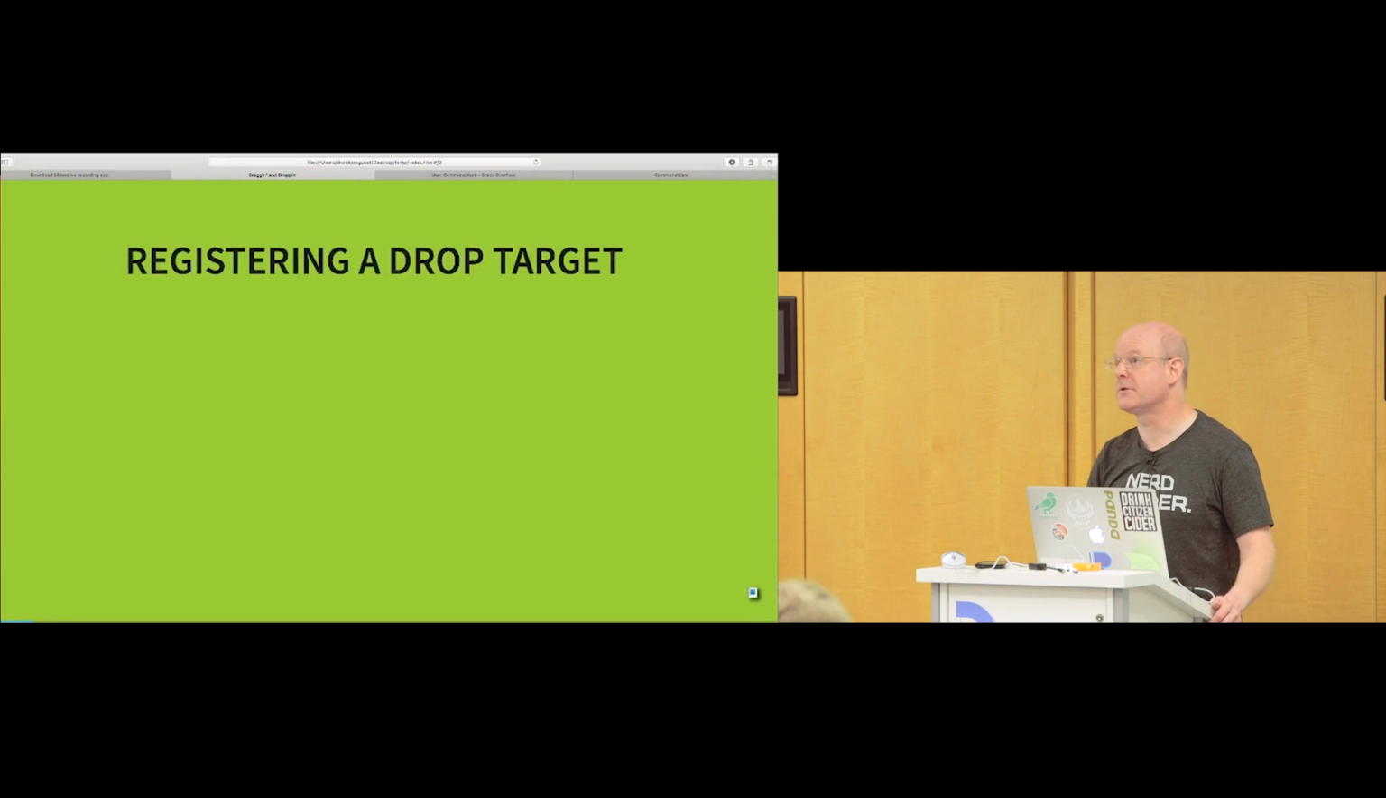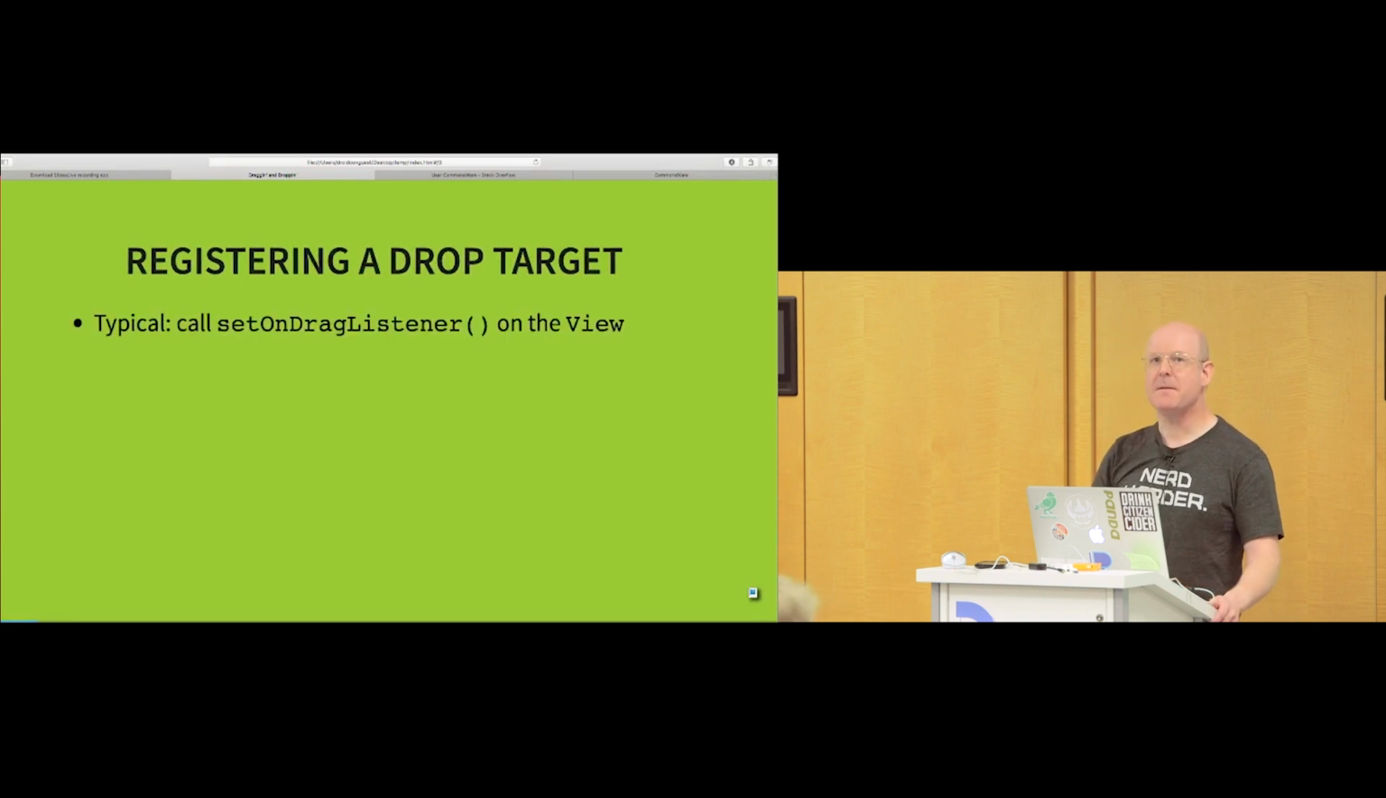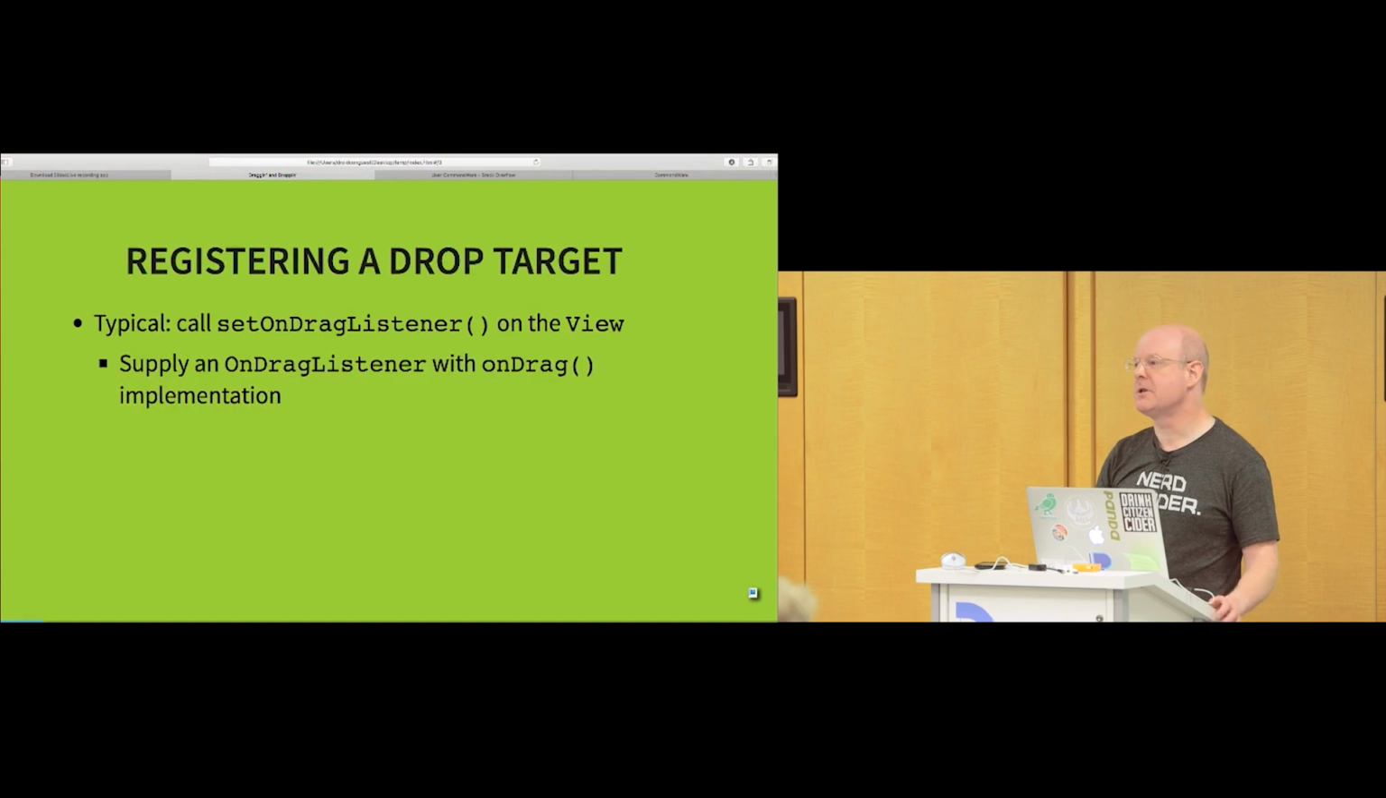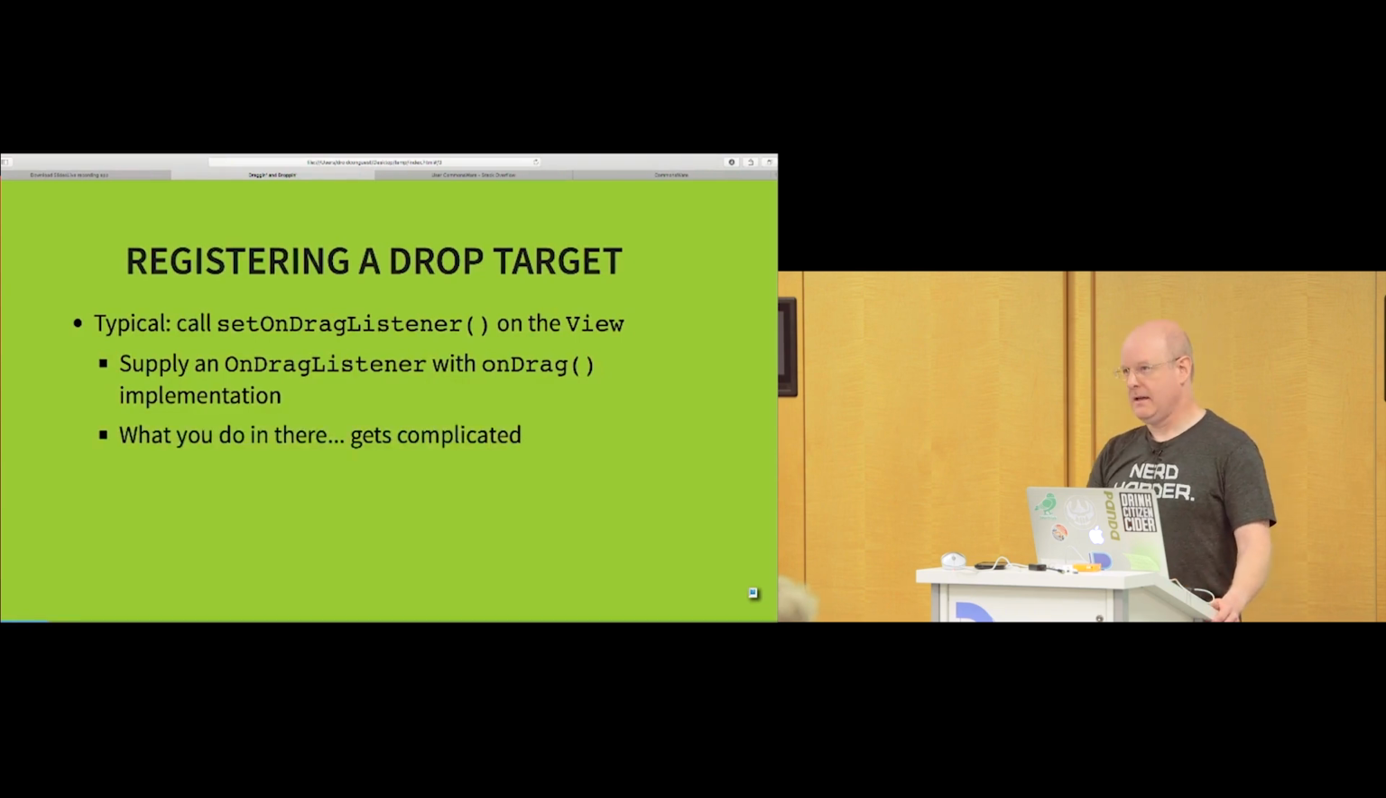So we need to register these drop targets. The typical way you'll wind up doing that is you'll call setOnDragListener on the view or view group that represents where you're dropping things. You'll provide an implementation of an OnDragListener interface, where you'll have one method you need to worry about, onDrag. That's called with a drag event, and what you do in there gets a little complicated because the API is a little on the clunky side. We'll get into all the dirty details of what those drag events are and what you've got to do in response to the onDrag call coming up shortly.